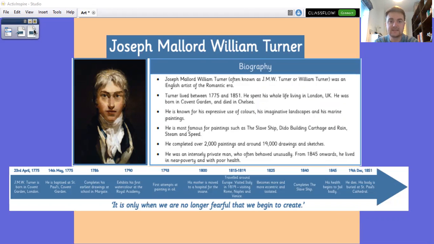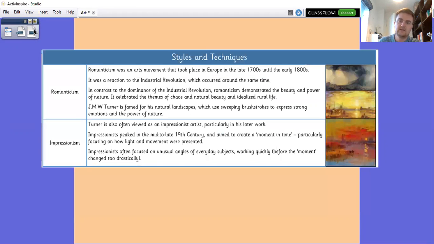Now, the style of painting that Joseph Mallord William Turner used was a couple of things. He was in the Romanticism period, but as well as that, he had some aspects of Impressionism. So on the slide at the moment, we've got a couple of bits of information about Romanticism and about Impressionism as well. So have a look, pause the slide again, read through it and see, can you remind yourself of the styles of paintings that we might be looking at?